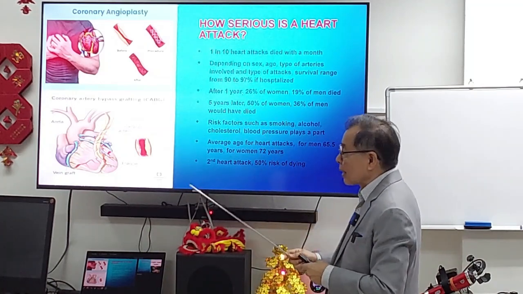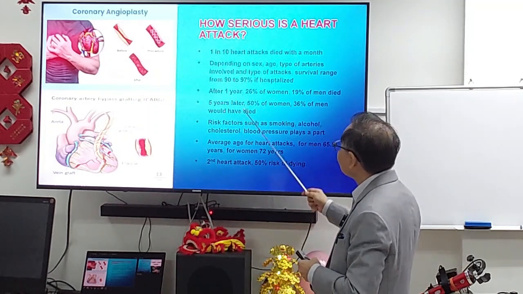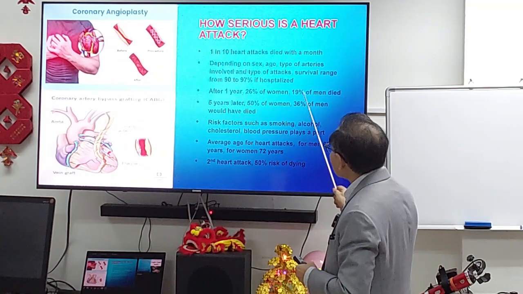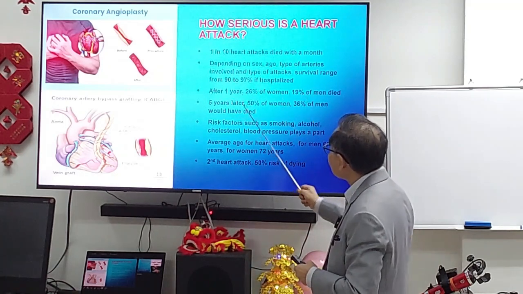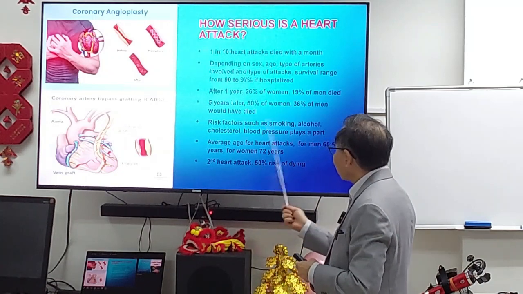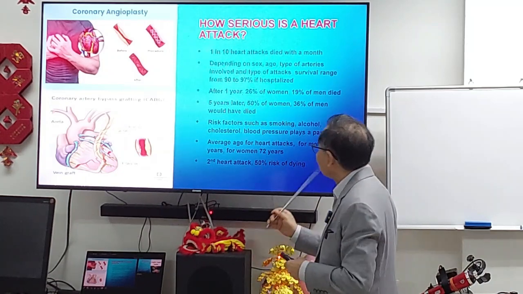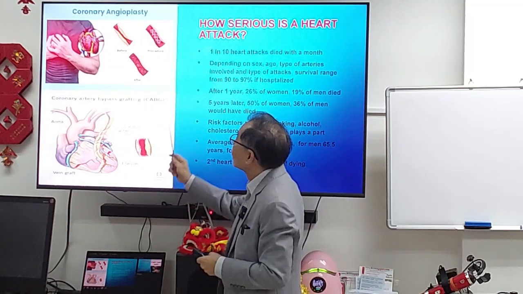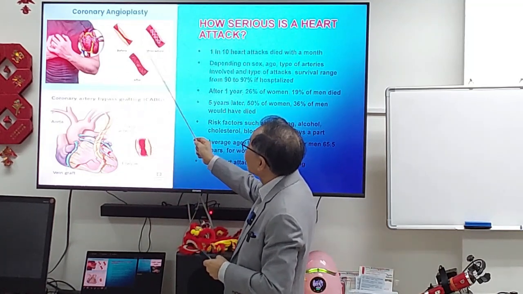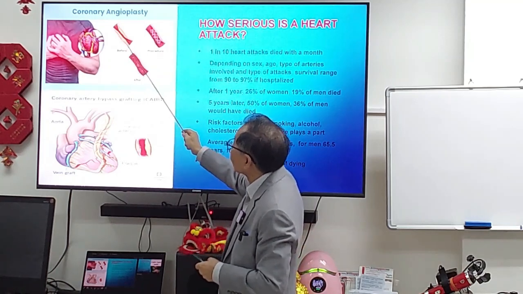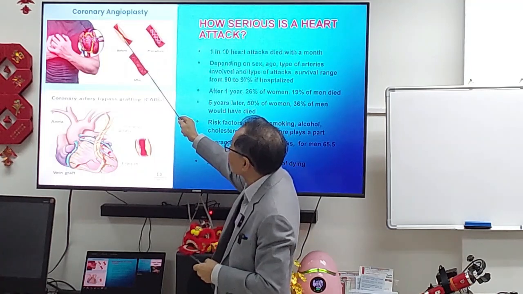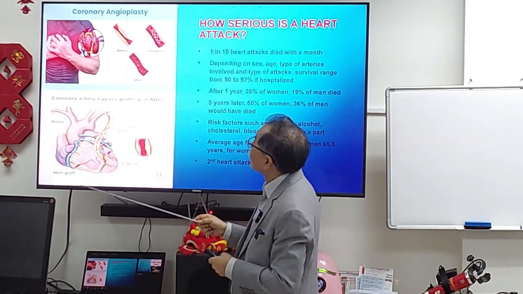So, heart attack also, if you don't look after yourself, after 1 year, 26% of women and 90% of men died. 5 years later, half of women have died and 36% have died. Risk factors are the usual: smoking, alcohol, cholesterol, blood pressure, all that. What happens when you have a heart attack is that there is a narrowing of your coronary artery. You can see here it gets narrow, narrow, narrow, and it becomes a complete block. Okay?